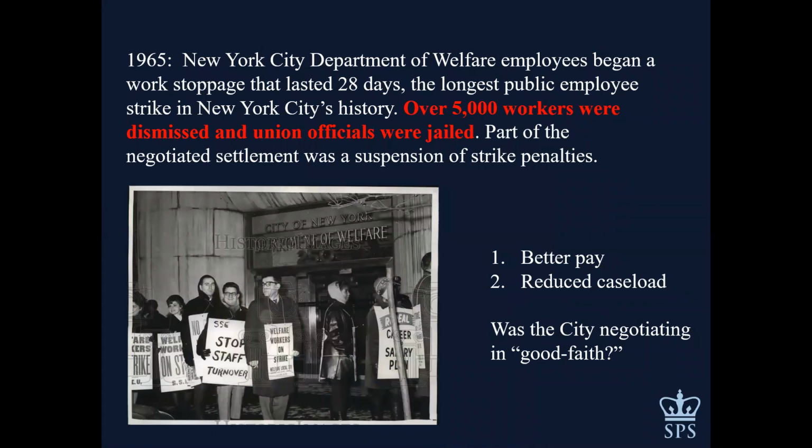A couple of years later, we'll leave the teachers alone for a while, New York City Department of Welfare employees, specifically social workers, went out on strike for almost a month. They were asking for better pay, and they were also asking for a reduced caseload. They claimed that the amount of cases that they had to cover exceeded the federal guidelines by over 50%. And you can see under the law at the time, workers were dismissed, union officials were jailed. It was a mess, okay?